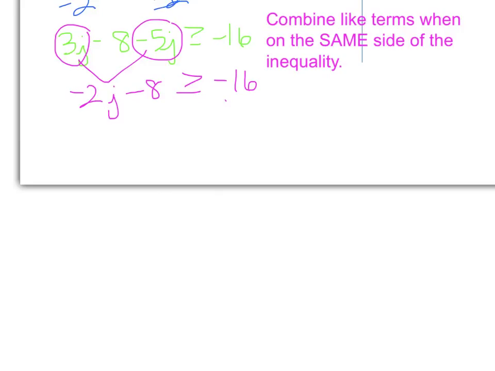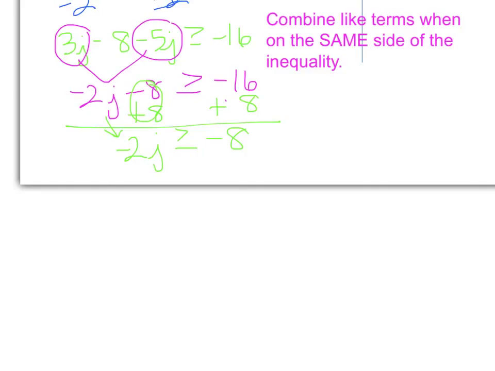So my clues and undos would tell me I need to add or subtract first, adding 8 to both sides. Negative 8 plus 8 is 0. Bring down everything else, which is just my negative 2j. I haven't divided or multiplied yet, so my sign is safe. Negative 16 plus 8 would be a negative 8.